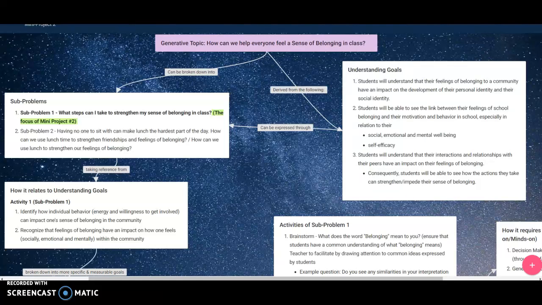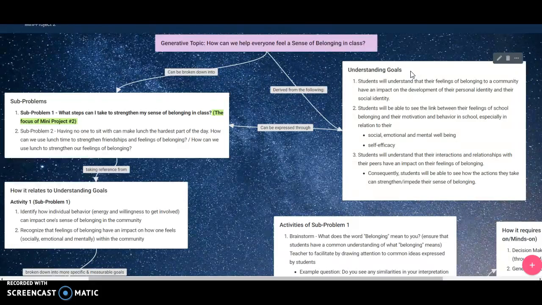Based on the feedback on our previous assignment, we decided to change the scope of our project. We redirected our generative topic from how to create a sense of belonging in our community to how can we help everyone feel a sense of belonging in class. Consequently, we came up with new understanding goals, which you can read here.